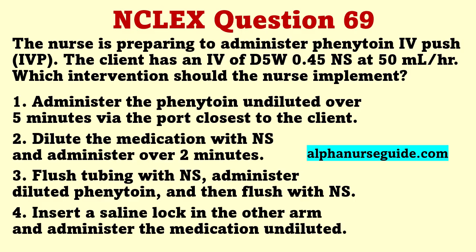3. Flush tubing with normal saline. Administer diluted phenytoin and then flush with normal saline. 4. Insert a saline lock in the other arm and administer the medication undiluted. The correct answer is 3. Flush tubing with normal saline, administer diluted phenytoin, and then flush with normal saline.